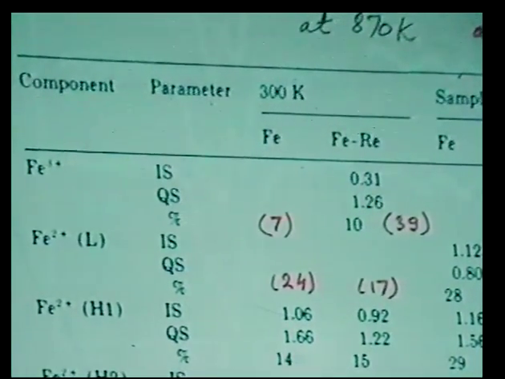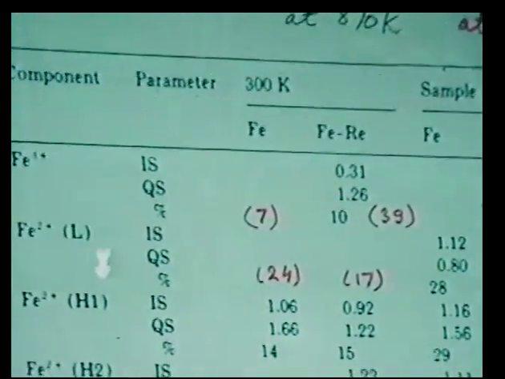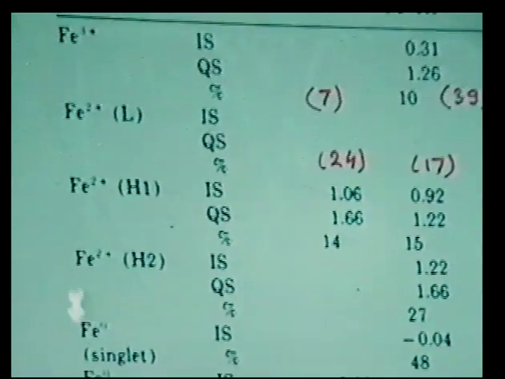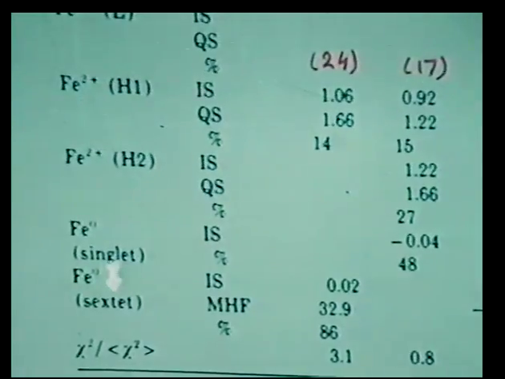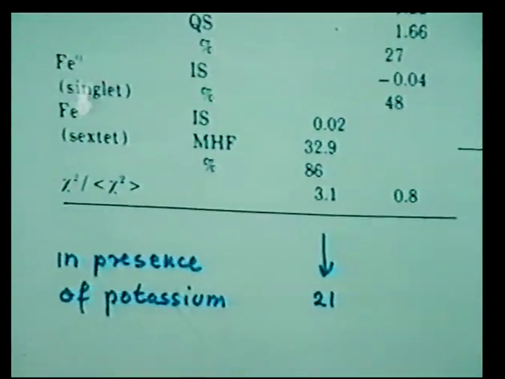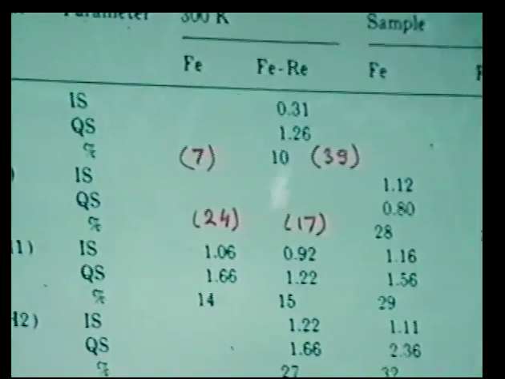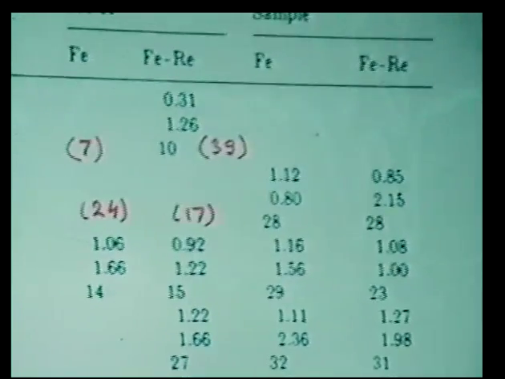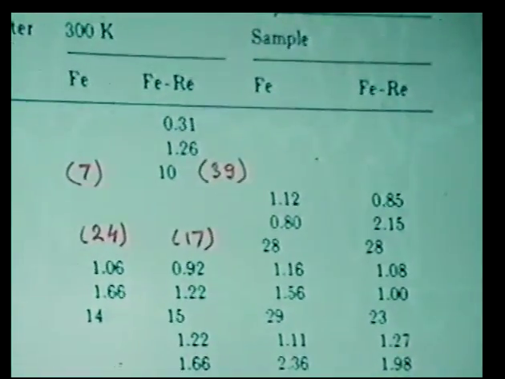Now here we could distinguish between iron 3 plus, which is not reduced, and iron in different positions, low coordination and high coordination position, where in addition we could find iron in the superparamagnetic position and the hyperfine split ion, which corresponds to a large particle. It's very interesting to see that in the case of iron rhenium, you have some amount of iron 3 plus left, whereas in the pure iron there is no iron 3 plus left.